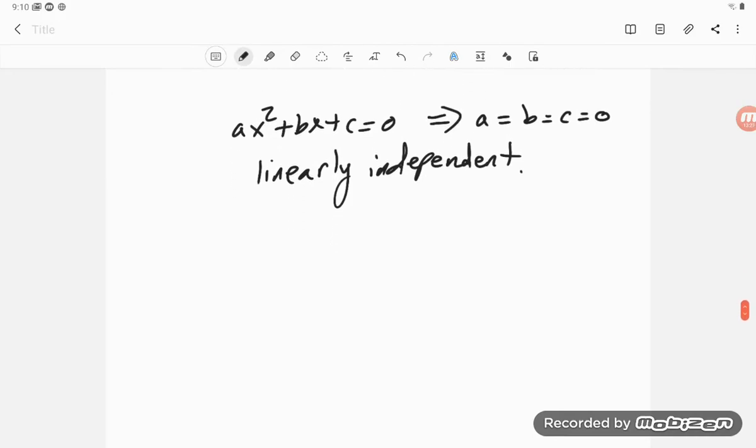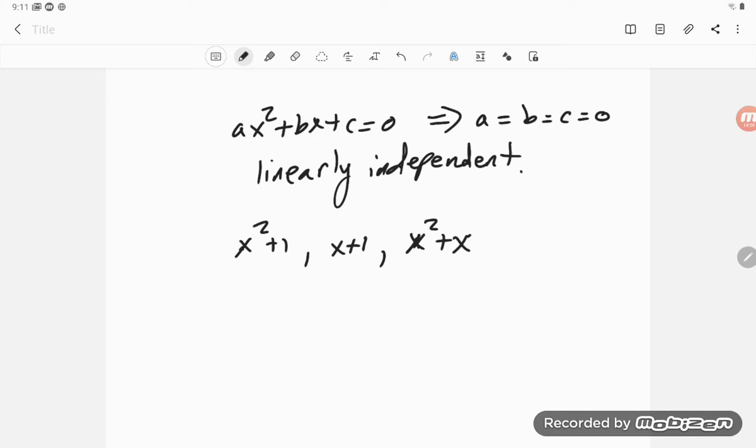But I could come up with a different basis for polynomials of degree 2. I could do something like x squared plus 1, maybe x plus 1, and then I might even be able to get away with something like x squared plus x. I think that will do it.